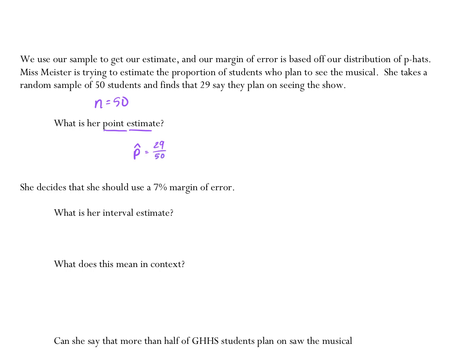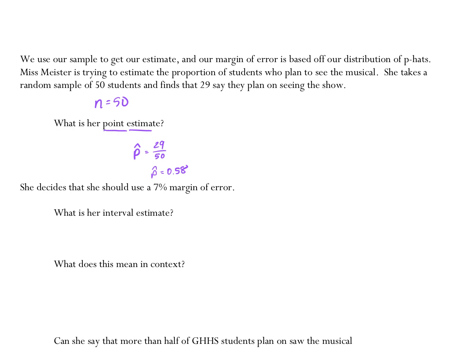This is before sales, yes? This is what percent plan to go see the show. You have a good point there. Which would, in fact, be 0.58 or 58%. Okay. That's my best estimate. And that is a p-hat because it is a percent or a proportion of a sample.